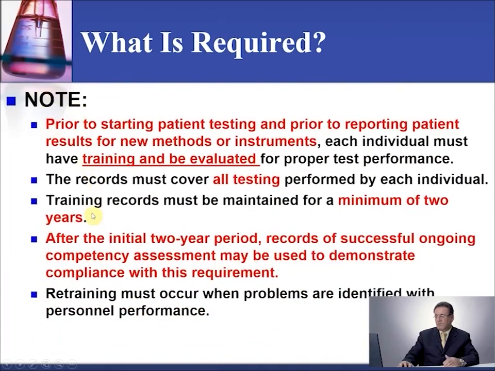Some notes. Prior to starting point-of-care testing and prior to reporting patient results of a new method or instrument, each individual must have training and be evaluated for proper test performance. The record must cover all testing performed by each individual. Training records must be maintained for a minimum of 2 years. After the initial 2-year period, records of successful ongoing competency may be used to demonstrate compliance with this requirement. Retraining must happen if the end user failed their competency.